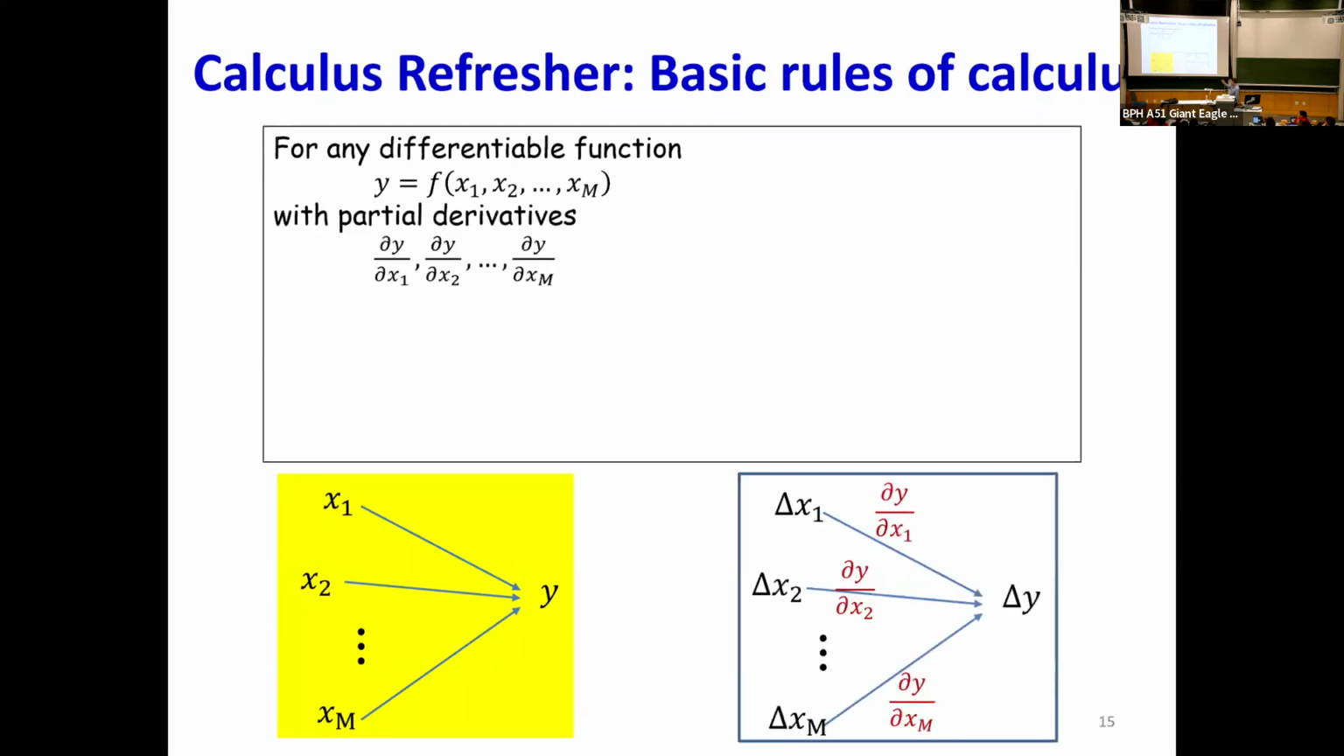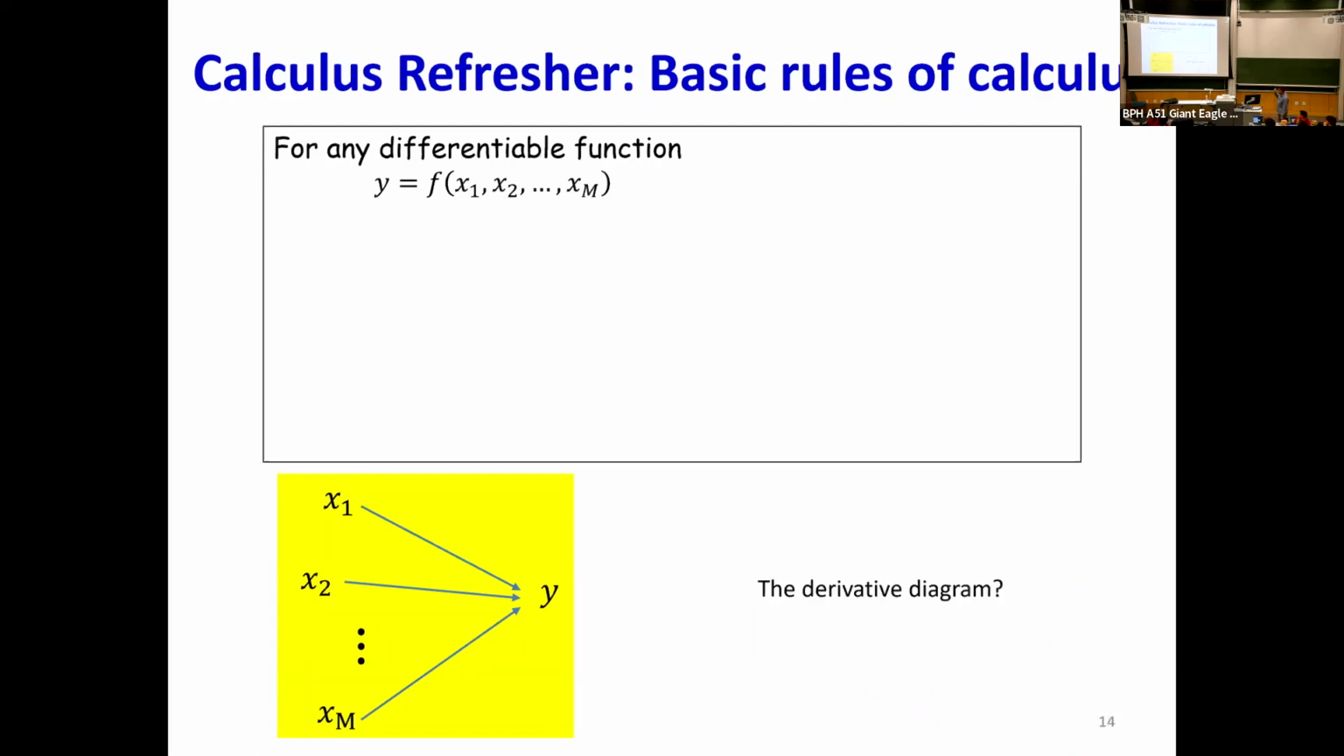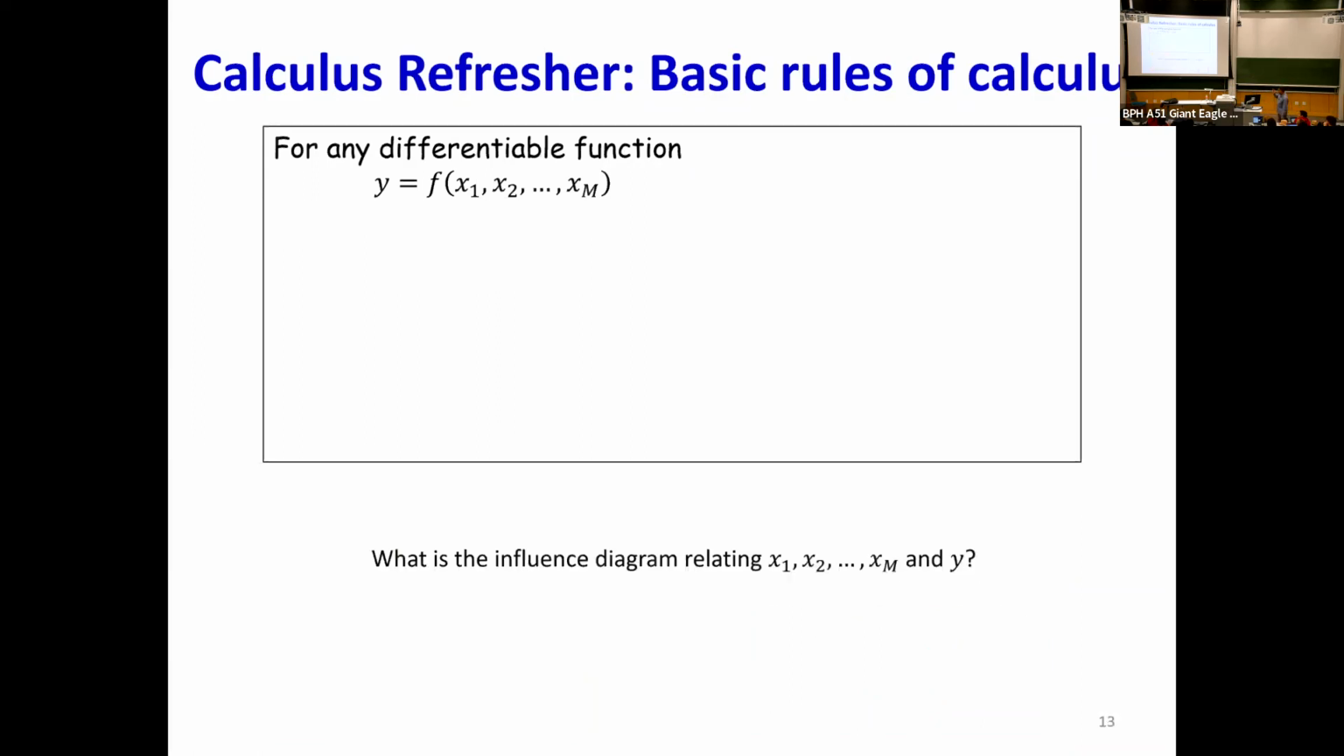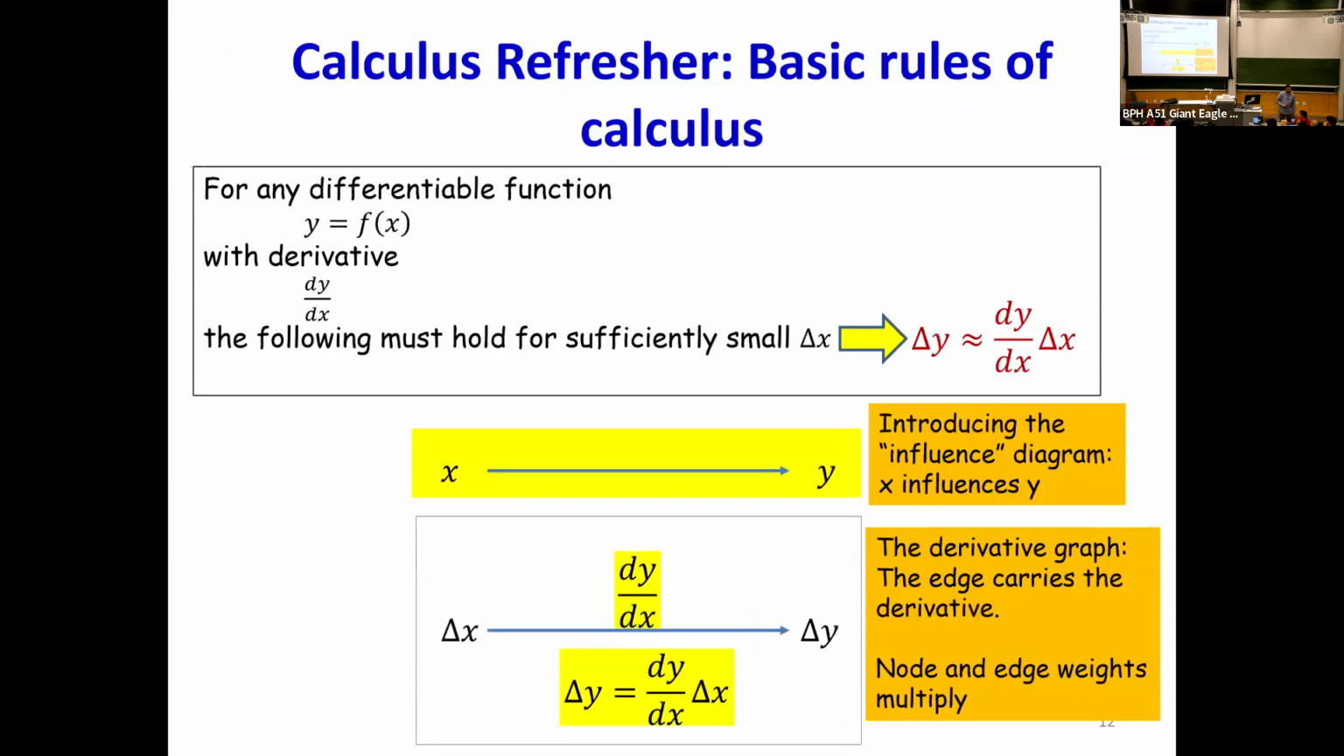I'm going to have the same thing, but every edge is going to have the partial derivative of the output with respect to the input variable. Now, the difference between a partial derivative and a full derivative is this. There's just one connection from x to y, right? There's only a single path, which means that perturbing x is going to perturb y, period. Here we will generally use the full derivative.